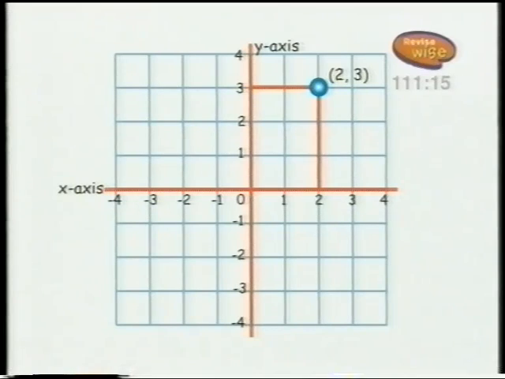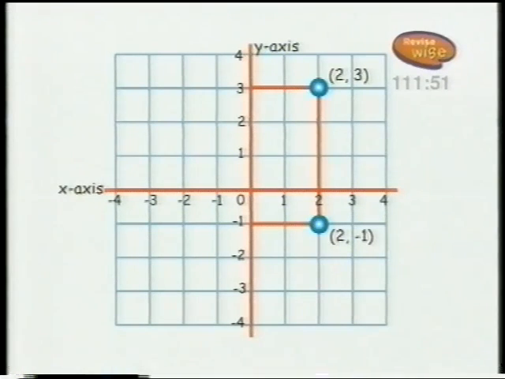Now, what are the coordinates of this point here? Think carefully. Remember, with coordinates, it's the x-axis number first, and then the y-axis number second. So it's 2 along the x-axis and -1 down the y-axis. So we write the coordinates 2, -1, in brackets with a comma in between them.